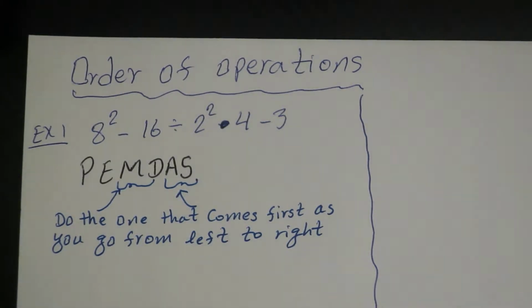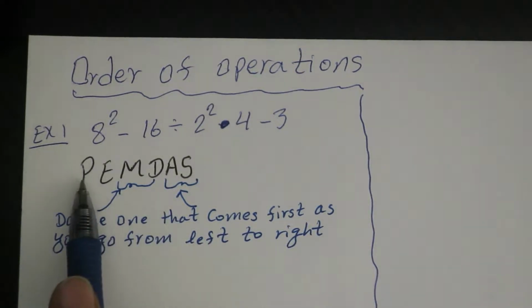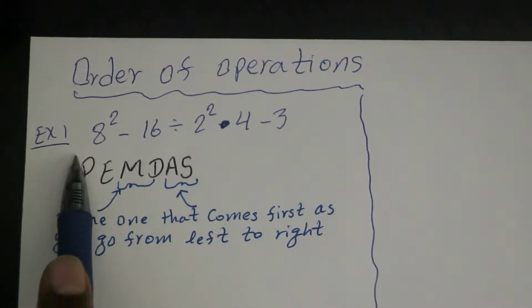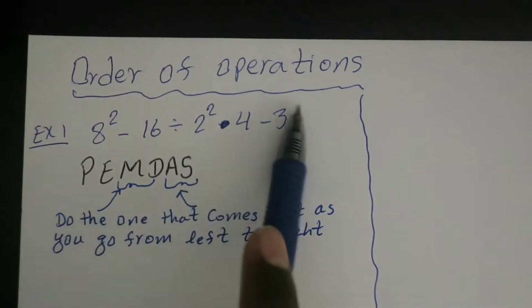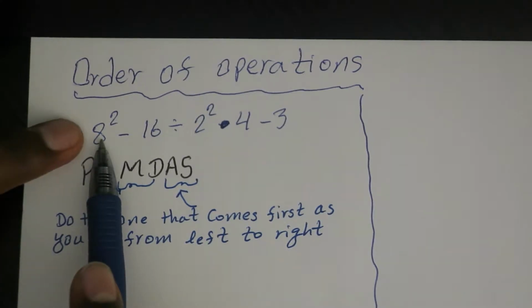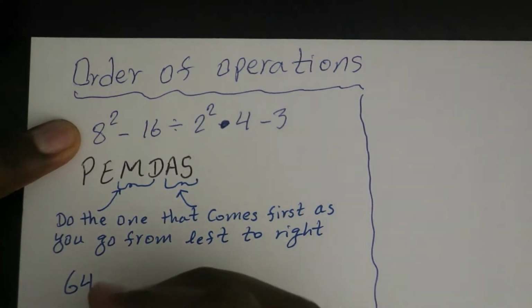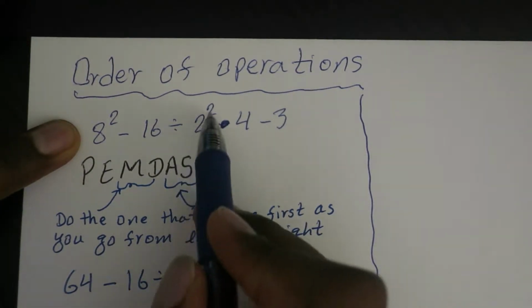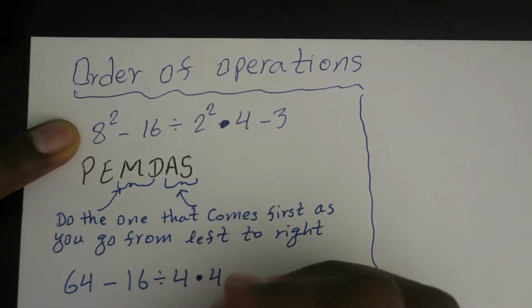Now, how do I start this problem? Well, the first thing I'm going to do is see if I have parentheses. As you can see, there are no parentheses here, so that means we're going to forget the P part. Exponents. Do I have any exponents here? Well, the first one is 8 squared, which simplifies into 64, minus, do your exponents first, 2 squared is 4. And then you have times the number 4 minus 3.